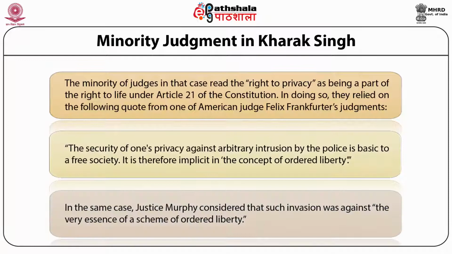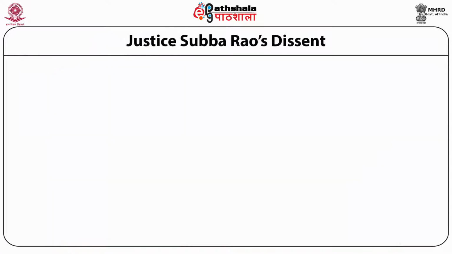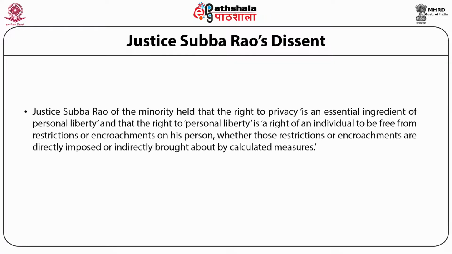In the same case, Justice Murphy considered that such invasion of privacy was against the very essence of a scheme of ordered liberty. In Justice Subbarao's powerful dissent in Kharak Singh, he held that it is an essential ingredient of personal liberty, and the right to personal liberty is a right of an individual to be free from restrictions or encroachments on his person, whether those restrictions or encroachments are directly imposed or indirectly brought about by calculated measures. Said liberty means privacy. How can you have personal liberty if you do not have privacy? was what Justice Subbarao was saying.